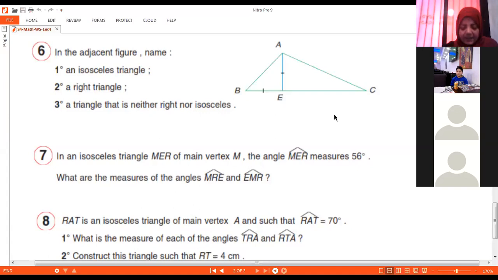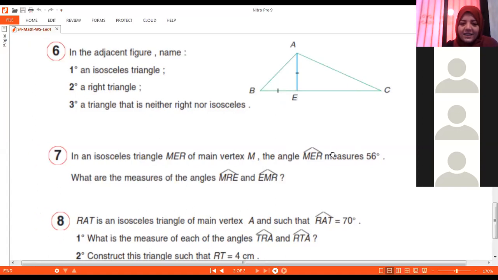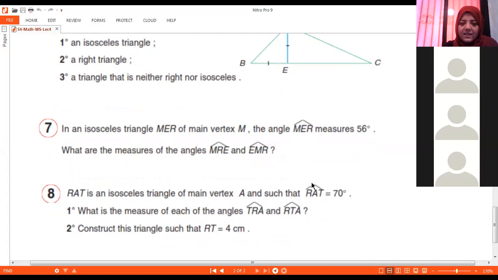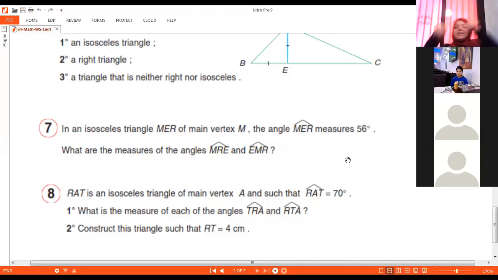What does that mean? Try in English. Try, Ali. Like an isosceles triangle. What does that mean, Ali? And what are the 2 sides that are equal? ME and MR. Yes, that's it. ME equals MR.